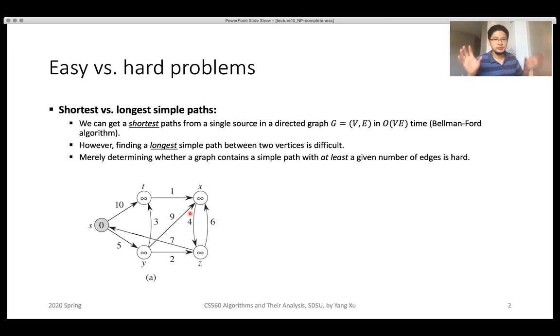The descriptions of the easy versus hard problems can be quite similar, right? We just change one word. We change the word shortest to longest, and that makes the nature of the problem totally different.